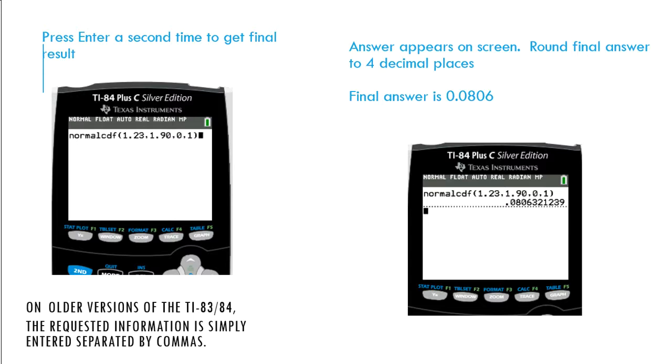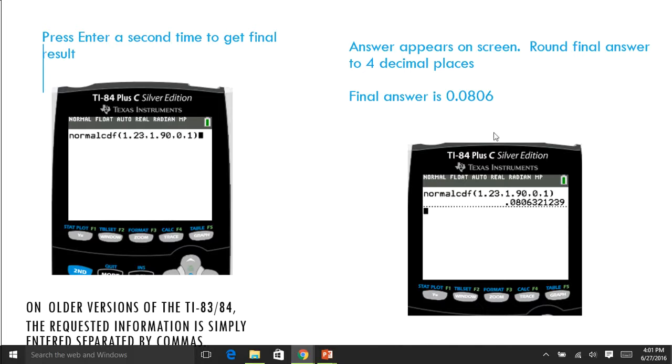In some of the older versions, you don't have to worry about that because it's already going to have that for you. So if you see that now, you see I've got everything: normal CDF, the lower value, the upper value, the mean, and the standard deviation. And if you hit enter, it actually gives you the answer. So for the area between these two is 0.0806.